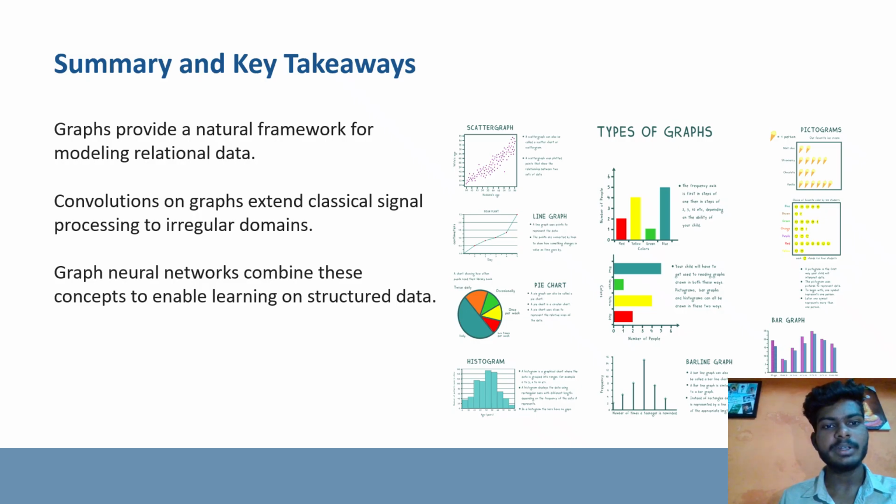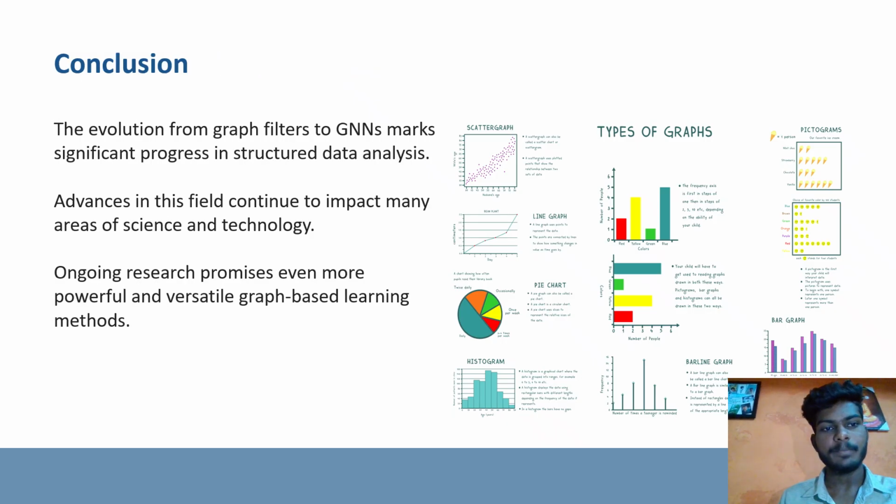Summary and key takeaways. Graphs provide a natural framework for modeling relational data. Convolution on graphs extends classical signal processing to irregular domains. Graph neural networks combine these concepts to enable learning on structured data.